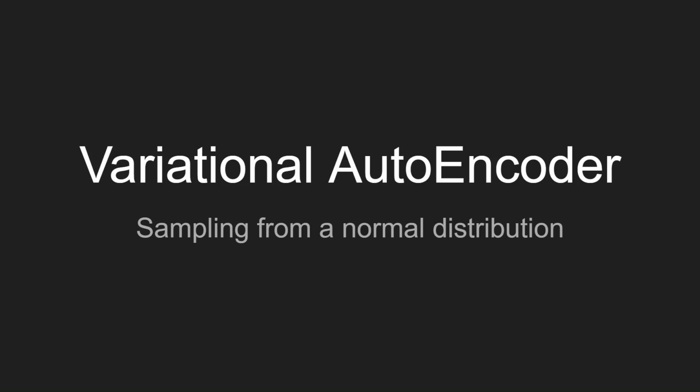In this video, we are going to cover the theoretical part of a variational autoencoder. The motto of variational autoencoder is sampling from a normal distribution. So we are going to deal with the normal distribution in this architecture. But first, let's see the reason why we need variational autoencoder.